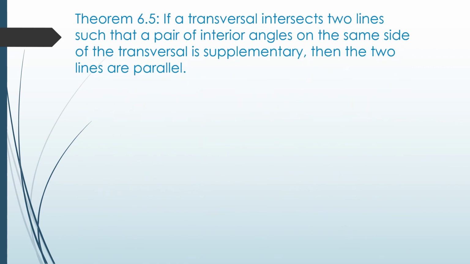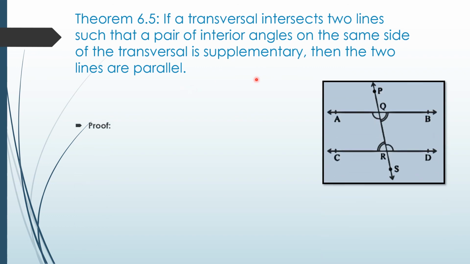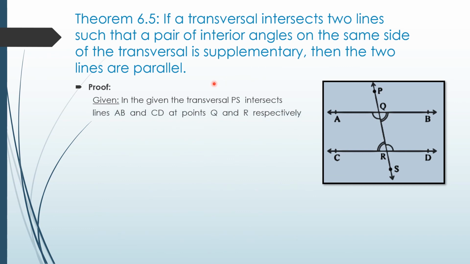Theorem 6.5. If a transversal intersects two lines such that a pair of interior angles on the same side of the transversal is supplementary, then the two lines are parallel. Let's see the proof of it. So first of all, we are given that the transversal line PS intersects lines AB and CD at points Q and R respectively, such that BQR plus DRQ is equal to 180 degrees. Interior angles on the same side of the transversal are supplementary, so it is equal to 180. And we have to show that AB is parallel to CD.